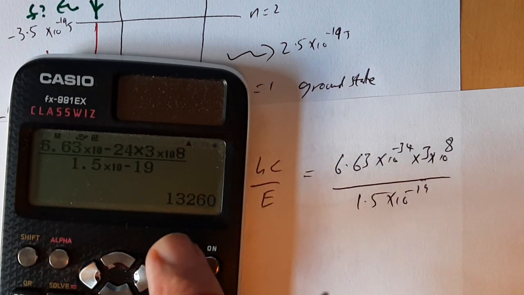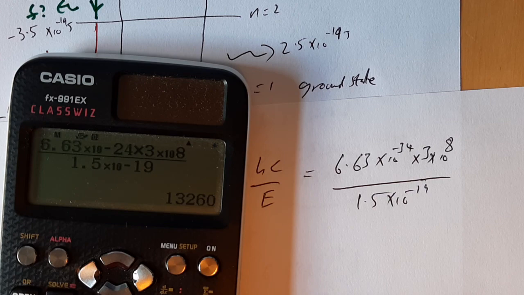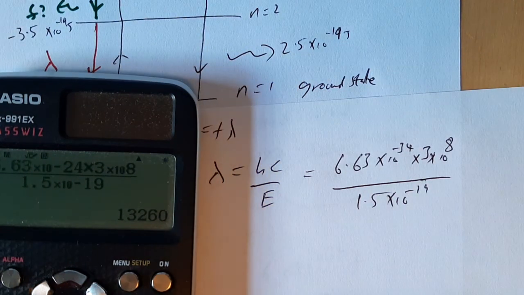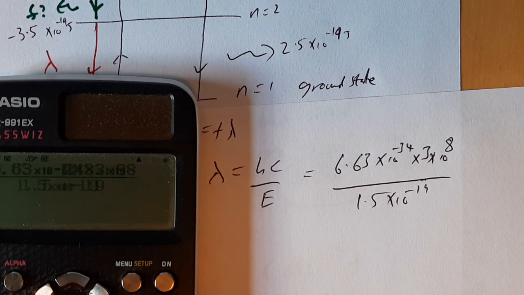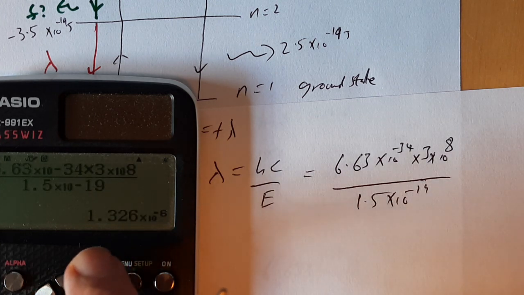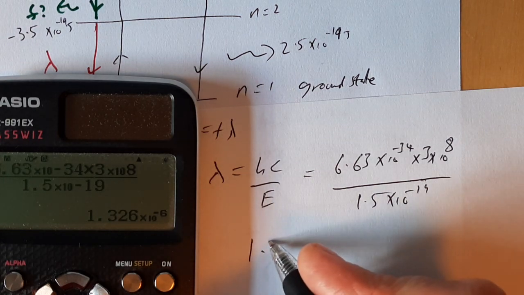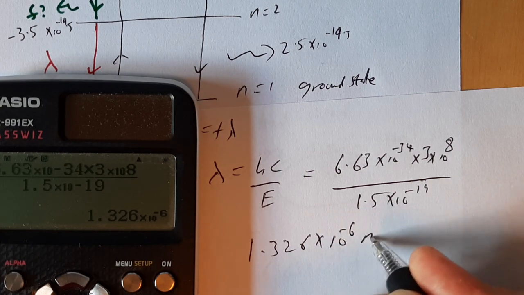Okay, so we've got 13,260 for the wavelength, which looks utterly ridiculous. So you can see that's one of those things, it's quite useful to keep a check. That should be a 3 there, shouldn't it? Okay, so that now gives us 1326, so that's 1326 times 10 to the minus 6 meters.